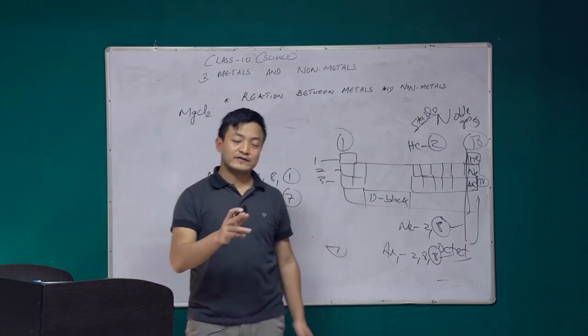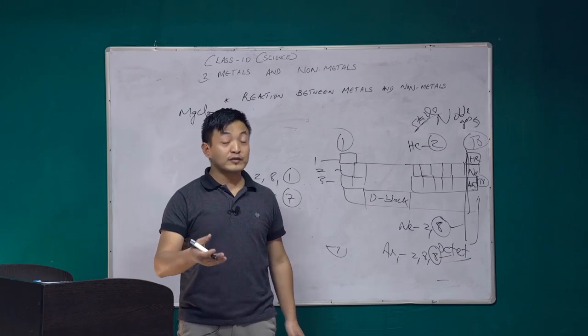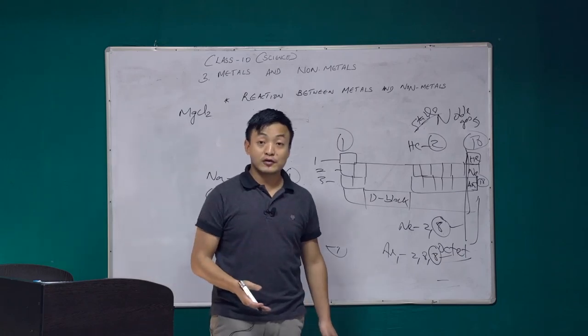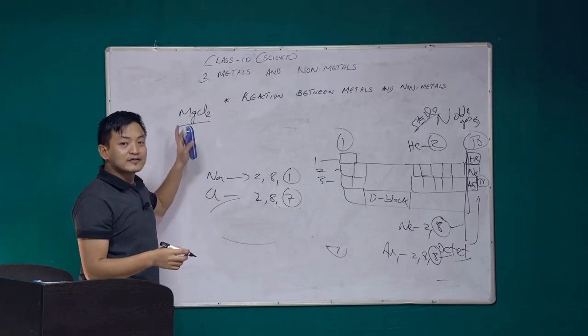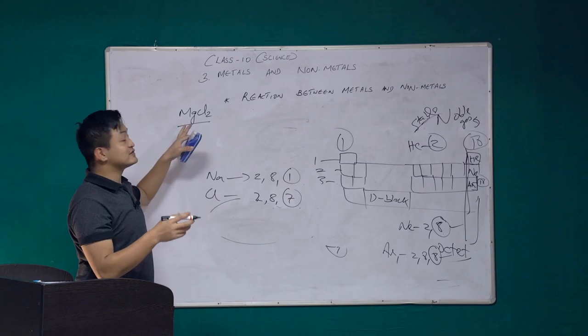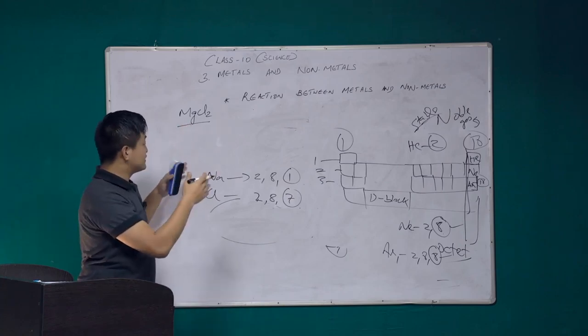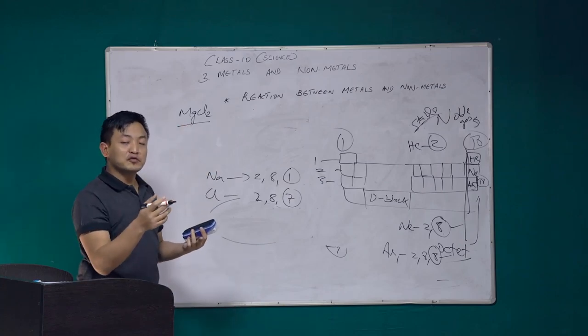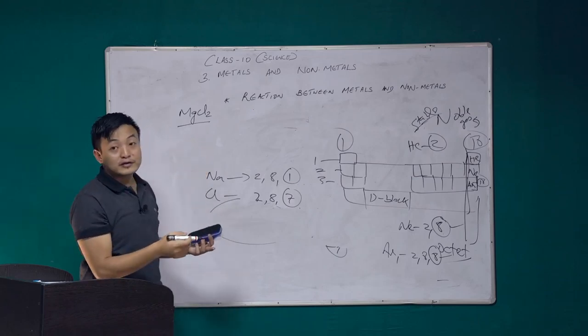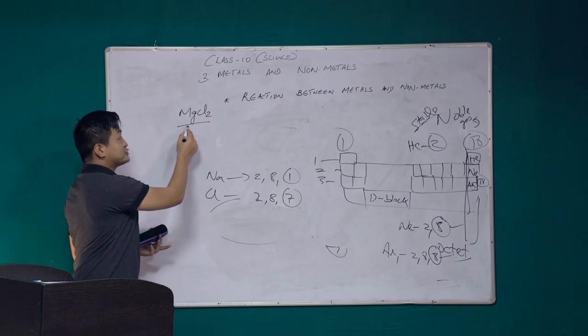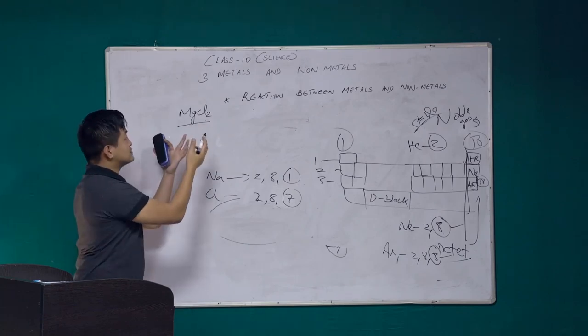Students, I'll give you another example of an ionic bond. That will be magnesium chloride, MgCl2. Whatever compound we see, they are bonded together by either an ionic bond or a covalent bond. Clear? But now we are concerned about the ionic bond here. So we have magnesium chloride. How was this bond formed?